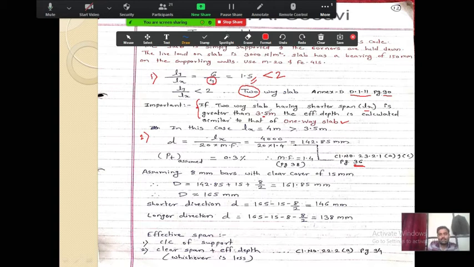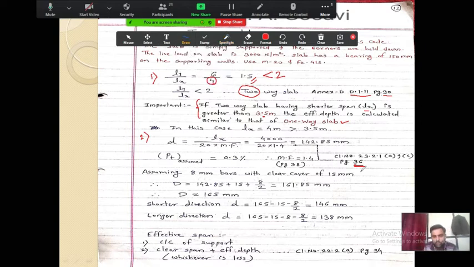Compare it, is it greater than 3.5? Greater than 3.5 meter, then the effective depth is calculated similar to that of a one way slab. Then you need to calculate the effective depth. So the effective depth has to be calculated like a one way slab, as mentioned there.